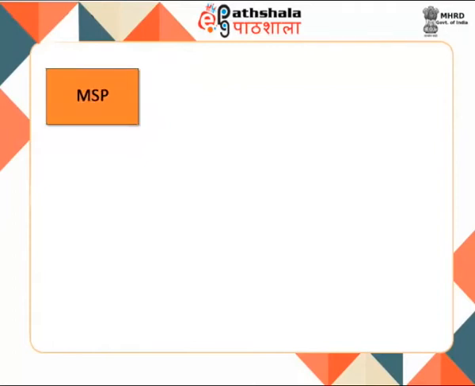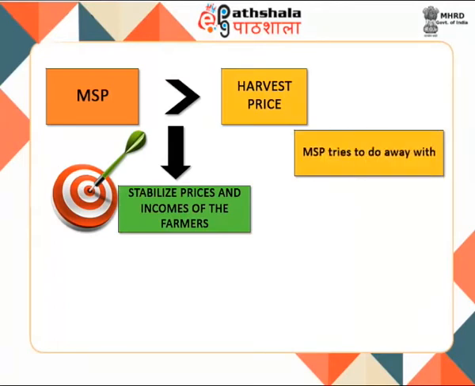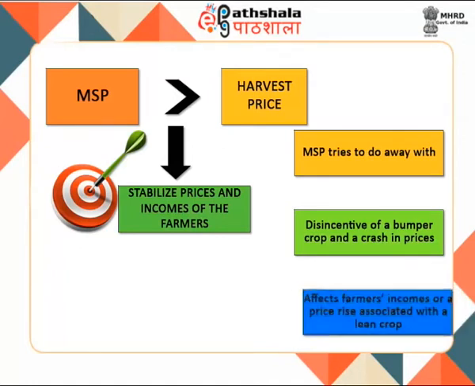The MSP or the procurement price is above the harvest price with the aim to stabilize prices and incomes of the farmers. The MSP tries to do away with the disincentive of a bumper crop and a crash in prices, thereby affecting farmers' income, or a price rise associated with a lean crop.